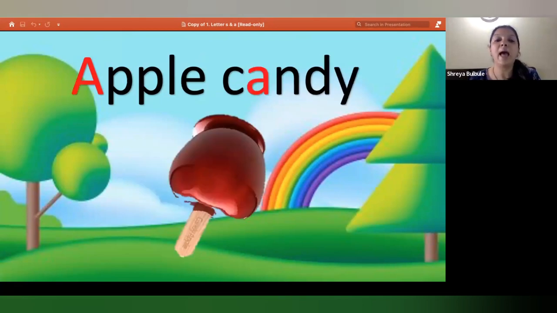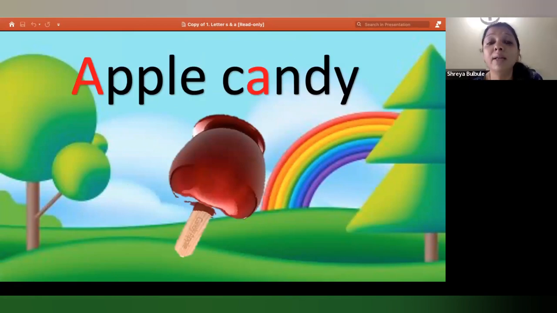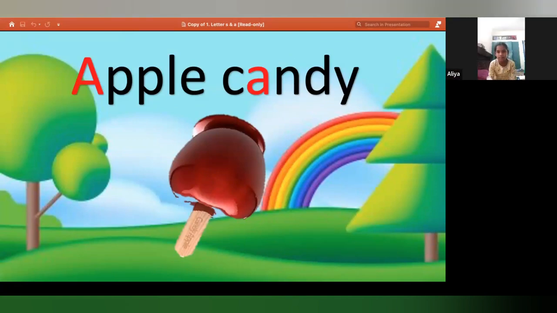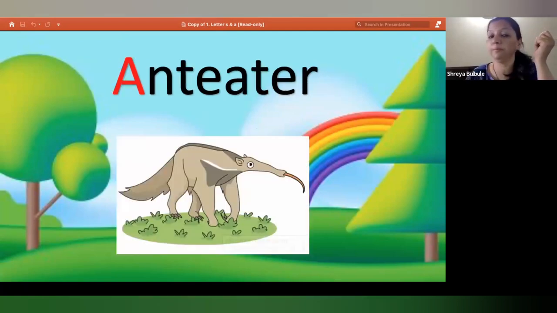Then what is this? Apple candy. So, Alia, tell me, see in apple, the A sound is in the beginning, right? But in the word candy, where is the A sound? It is coming in the middle. Can you see it after the C? So, you have to be very careful where you hear the sounds. If you recognize the sounds, you'll be able to write the spellings very easily.